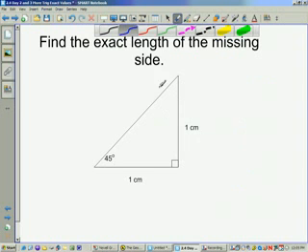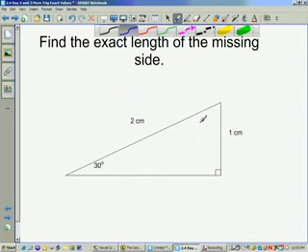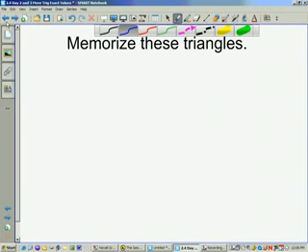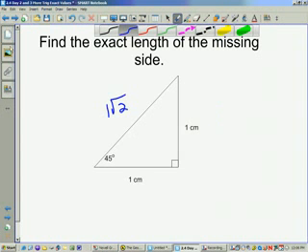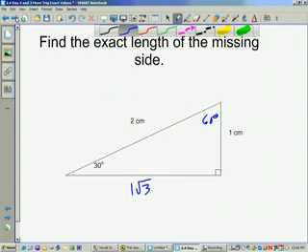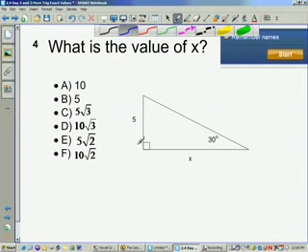Alright, now if we're looking for the missing side in a 45, 45, 90 triangle, this side's 1, that side's 1, this side will be 1 times the square root of 2. In a 30, 60, 90 triangle, if I have the short side, which is across from the 30, and that's 1, the hypotenuse is twice that, which is 2, and this side over here is the short side times the square root of 3. Now you have to memorize these triangles. Take a look at this triangle, 30, 60, 90, 45, 45, 90. Those are very important for today's lesson.